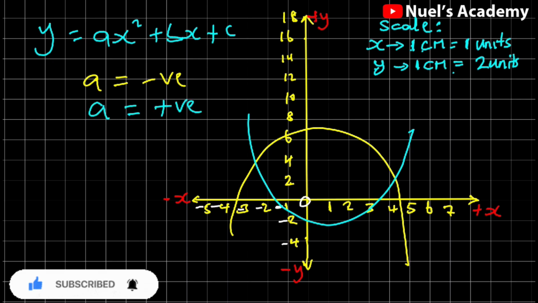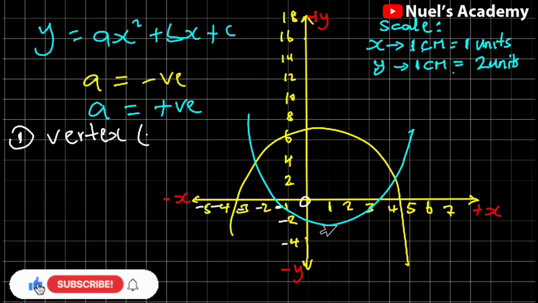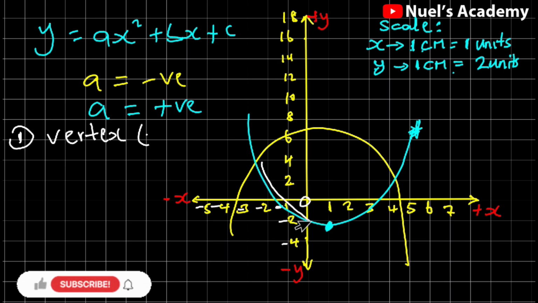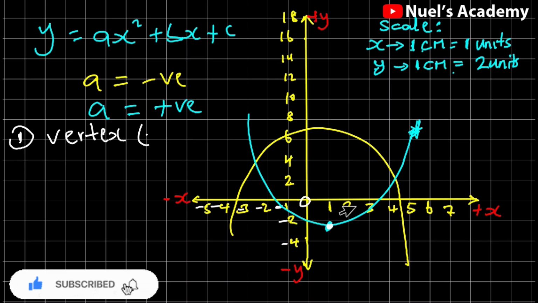Now we need three key parameters to graph a quadratic function. Those parameters are: number one, the vertex. This vertex is also known as the turning point, and this is the point on the parabola where the parabola changes direction. For example, if you take a look at this one, at this point, this is the point where this parabola changed direction. If you look, it's coming down, then immediately it reached this point, it started moving upwards. So this point where this parabola changed direction is called the vertex or the turning point of this parabola.